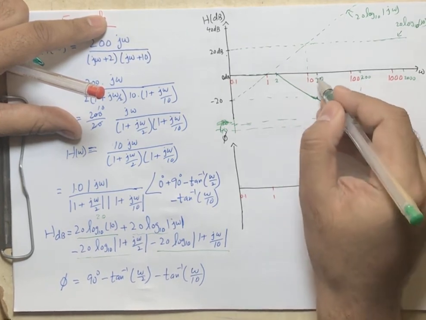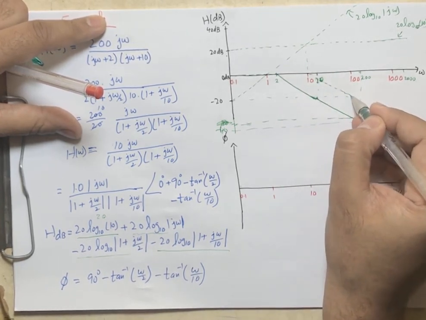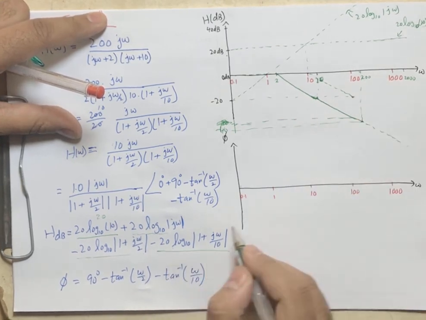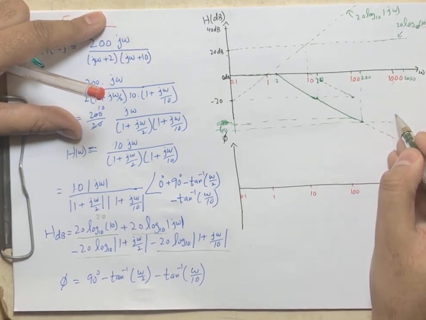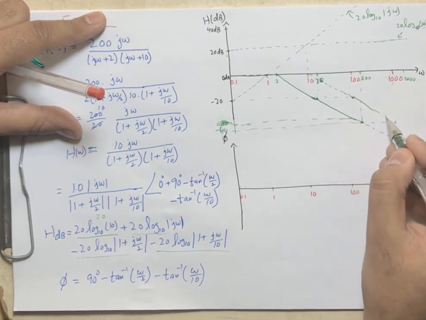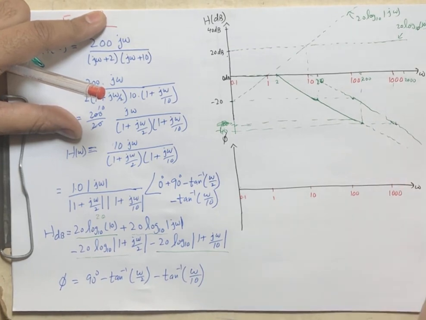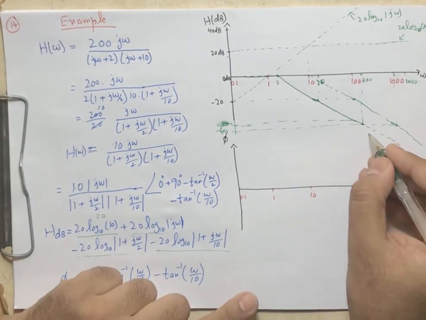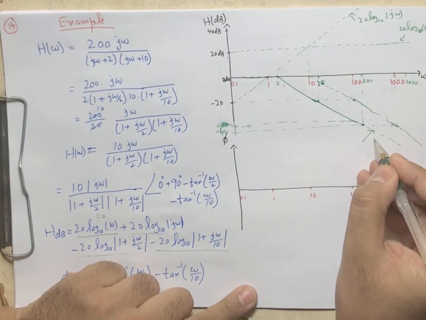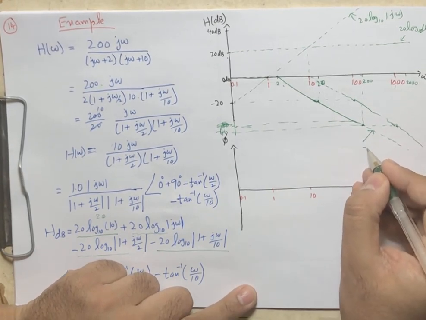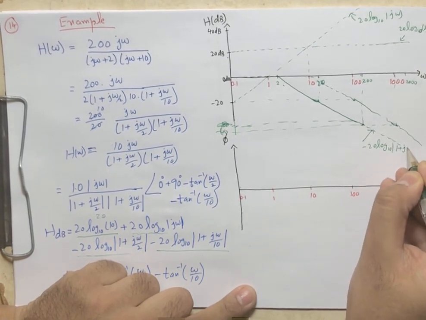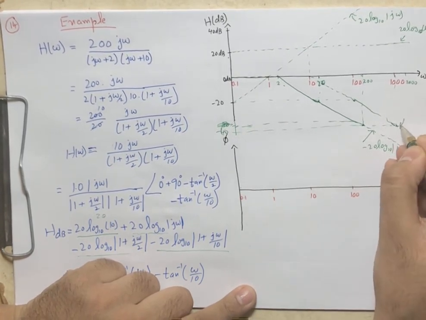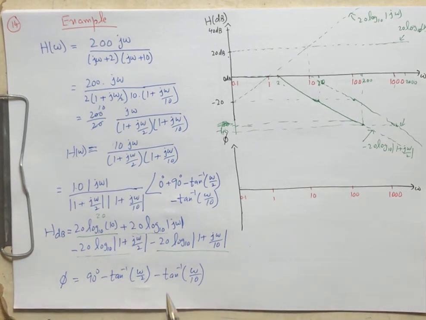It will reach minus 20 dB, and from 100 to 1000 it will reach minus 40, and so on and so forth. So this is the plot of minus 20 log 10 of 1 plus j omega by 2, and this is the plot of minus 20 log 10 of j omega by 10.